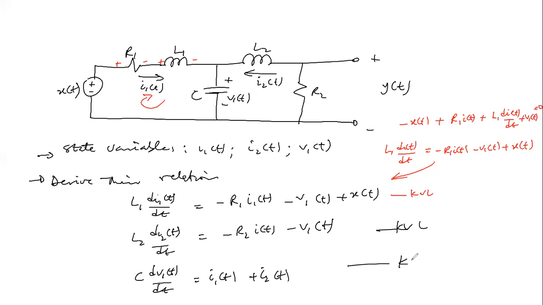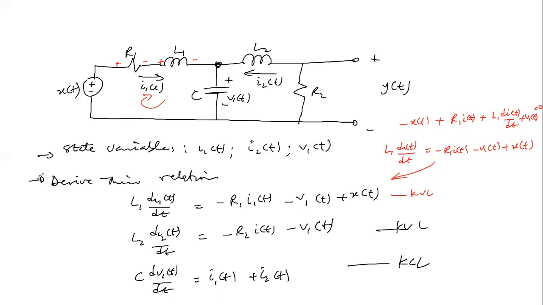So this is by KCL, right? At this node, these two currents are flowing in, and that's the resultant effect. So once we have this, the next thing now is that the series of state equations can be completely written in the matrix form.